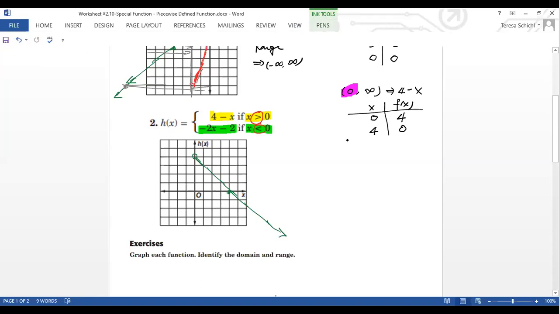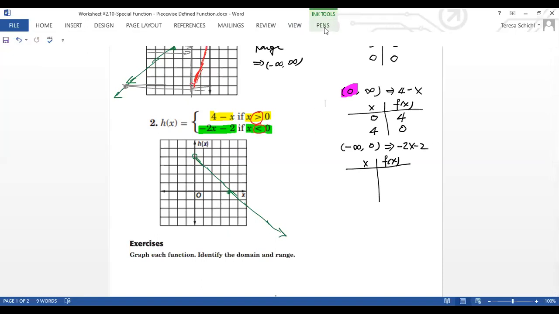The second interval is x is less than 0. So that means from 0 to infinity. And what is my function? My function is negative 2x minus 2. Okay, so let's do it again. So this is x, and this is f of x here, all right?